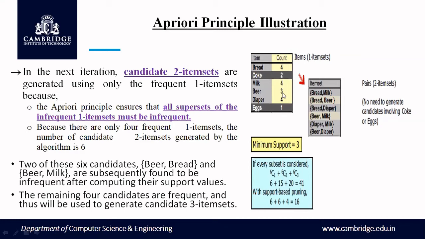milk, beer, and diaper. So with these combinations, when I take, again I get to know there are few items which don't satisfy my minimum support threshold of 3. That is, out of the 6 candidates, we get to know beer, bread and beer, milk are not satisfying the support value. So there are only 4 candidate items which are left out to be the frequent item set in level 2. Similarly, here if you see the support based pruning, it's going to reduce only to 16 comparisons.